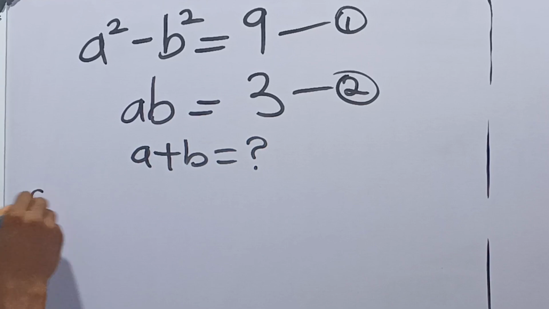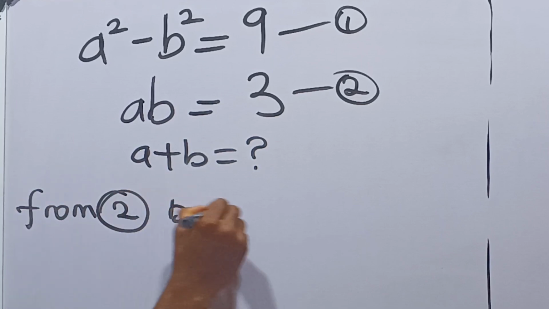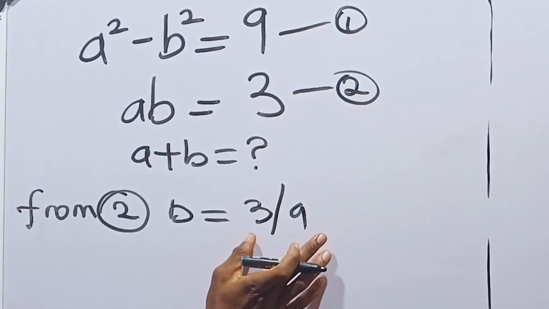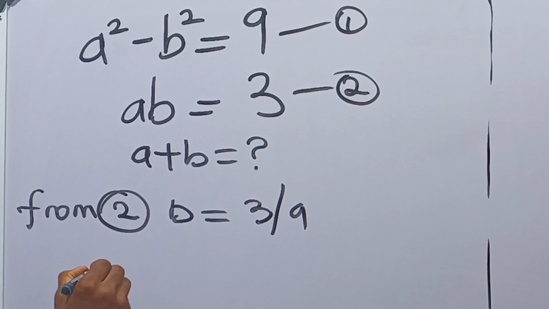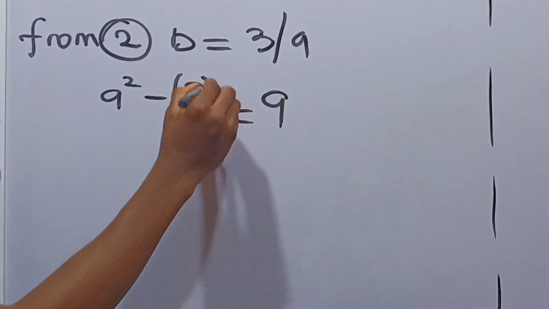So from equation 2, b could be said to be equal to 3 over a. Okay. So we'll substitute b as 3 over a in equation 1 and solve this. So we have a squared minus 3 over a is equal to 9. Sorry, minus 3 over a squared.